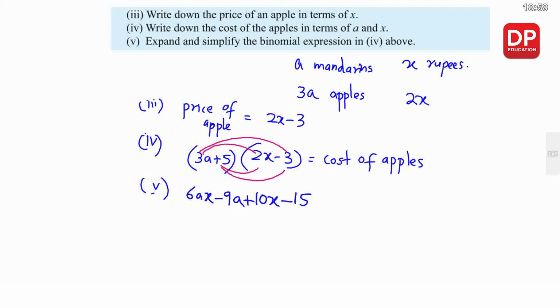So when you simplify these, can you do that? You can't. This is an ax term, this is an a term and an x term. There are no like terms. So this is the price. The units are rupees. So here you can write 6ax minus 9a plus 10x minus 15 is the answer.